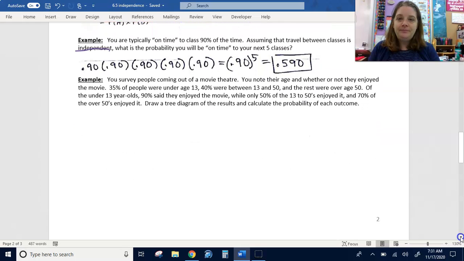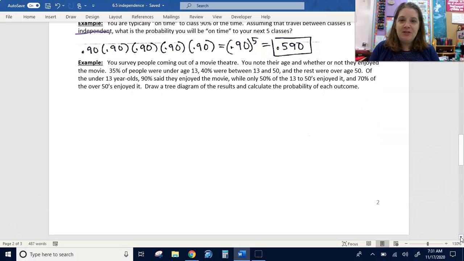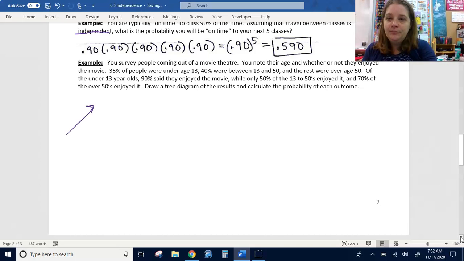Okay, all right. Here it looks like I'm seeing percentages of percentages. Again, this is that same problem that we've been working. You survey people coming out of a movie theater, you note their age and whether or not they enjoyed the movie. 35% of people were under age 13. 40% were between 13 and 50. And the rest were over age 50.